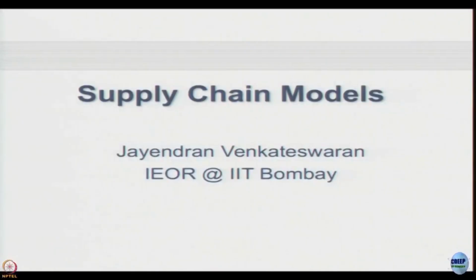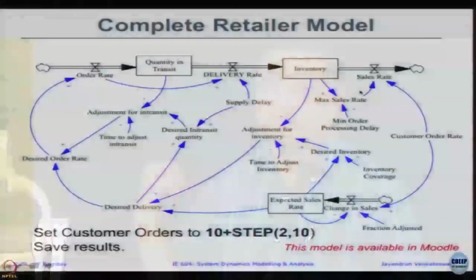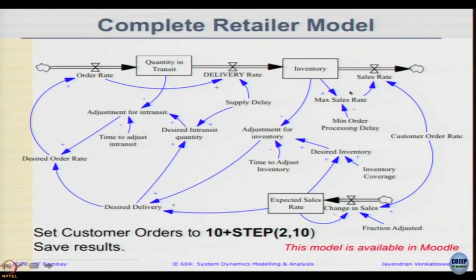We will continue looking at our supply chain model. As we will be doing, you should recall this is the final complete retailer model that we developed in the previous class. So, if you have the model, please open it. Now, set the customer orders to 10 plus step of 2 comma 10, run your model once to see whether it is all working. If you do not have it in this version, just check if the version is available in Moodle, you can download that also.